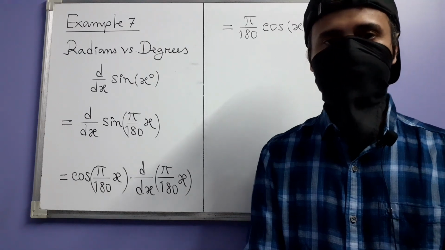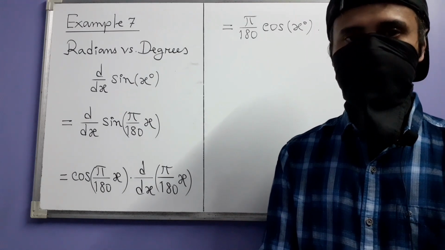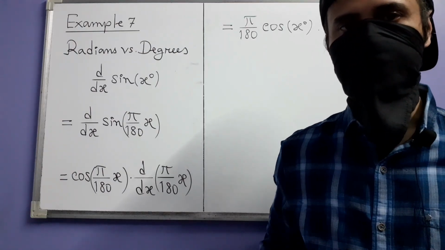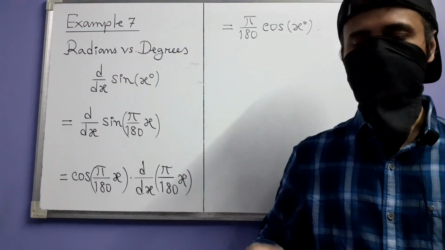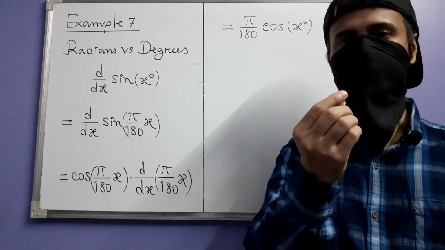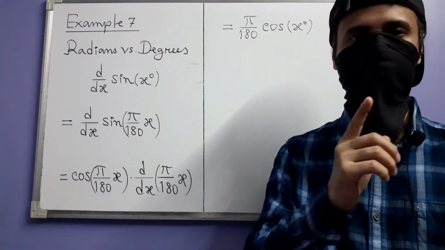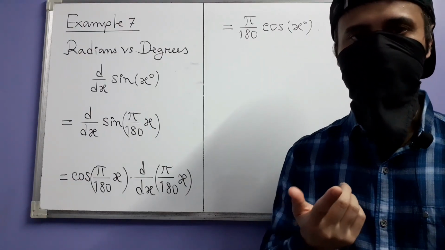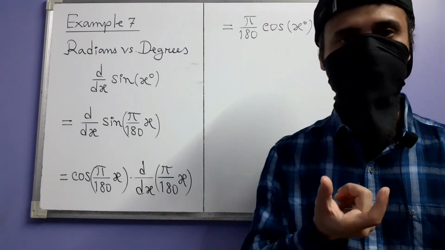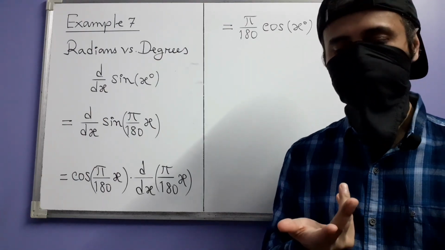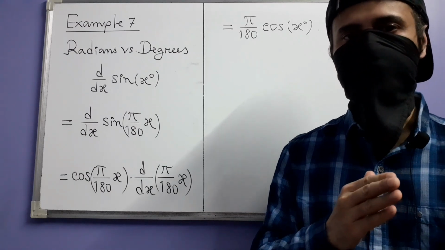Right from the beginning of calculus, we have been told to avoid the degree measure for angles, and instead adopt radians. One reason is that we have this limit: sin theta divided by theta, as theta approaches 0, is 1, but only when theta is measured in radians. And this limit enabled us to differentiate sin theta and cos theta eventually.